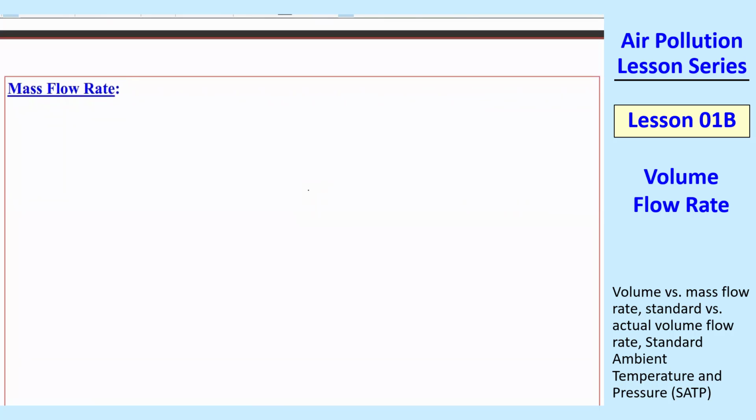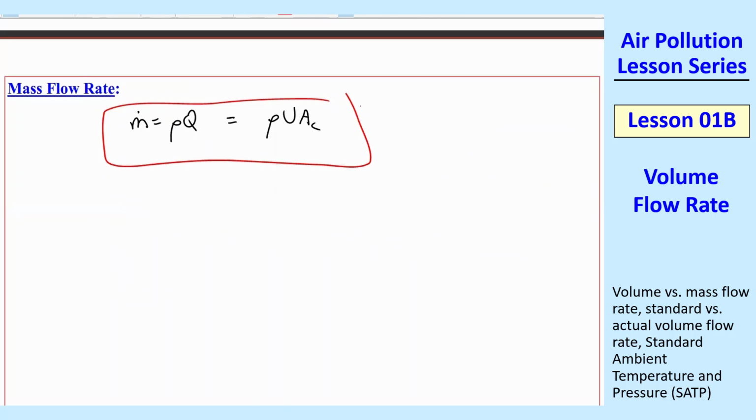Let me talk also about mass flow rate. I already mentioned that m dot is equal to rho times Q, and Q is UA or UAC, so it's rho times U times AC. So that's our definition of m dot, and you could pick either actual or standard, but remember what I said before, the density and the Q are kind of independent because the density is based on temperature and pressure. So if you're using actual temperature and pressure, you'll have an actual rho and an actual Q.